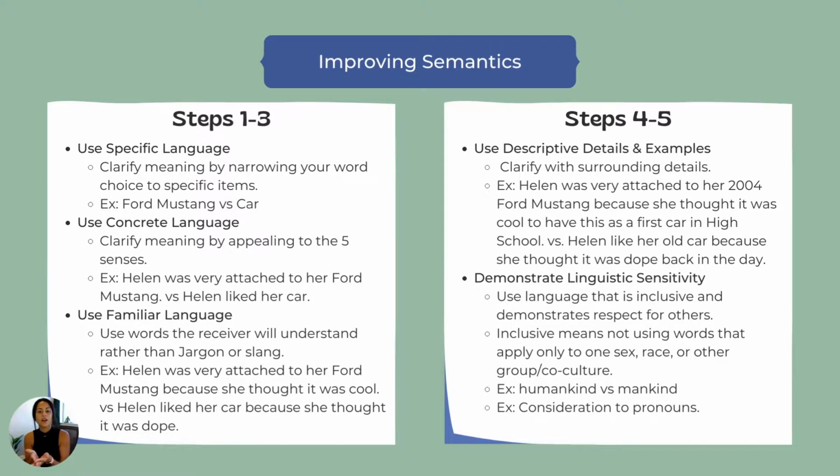Okay, so here are the ways that we can improve semantics. So remember, semantics is like, what do the words actually mean? So this is more about clarity. How clear are you when you're constructing a message? So we want to use specific language. And so that means saying something like, for example, Ford Mustang versus a car. So if you're telling someone a story, having that specific language will help narrow what you mean for the listener.